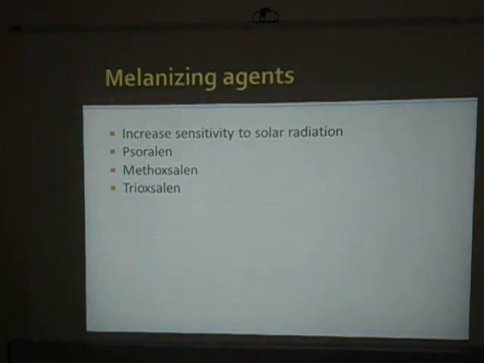What do we use to decrease this, the demelanizing agents? Do you know anything? After acne, there is a dark patch. You need to remove the dark patch. What cream will you use? What cream can you use there? Something you know.